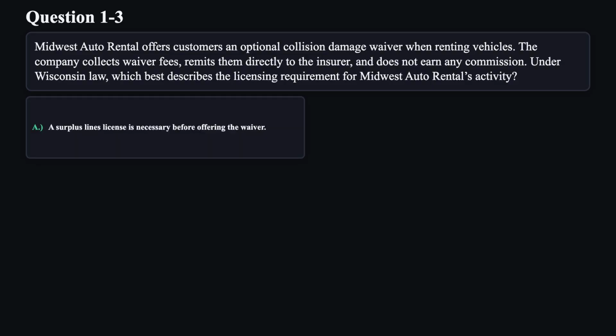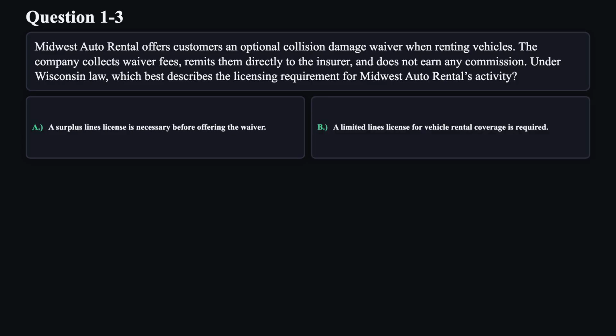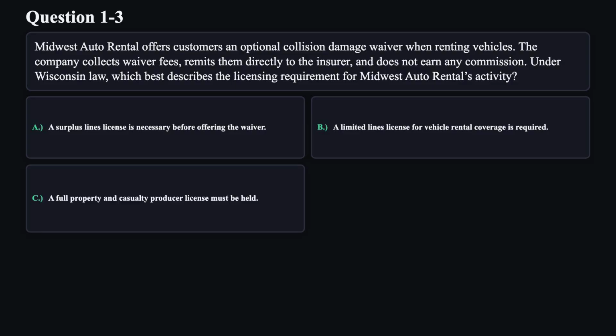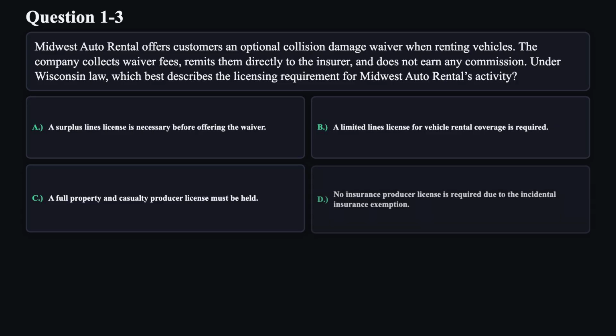A. A surplus lines license is necessary before offering the waiver. B. A limited lines license for vehicle rental coverage is required. C. A full property and casualty producer license must be held. D. No insurance producer license is required due to the incidental insurance exemption.